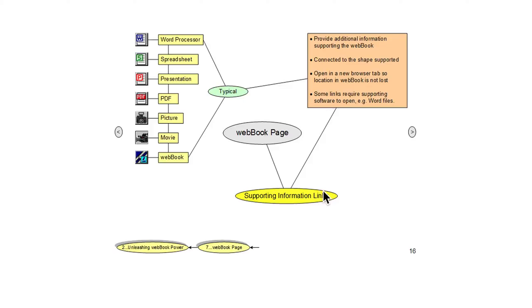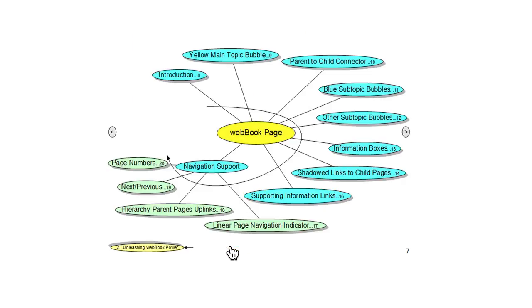Another important concept is the concept of supporting information links. What you'll see here are typical links: word processor files, spreadsheets, and so forth. So those are typical links. That covers a lot of the actual content of the page.